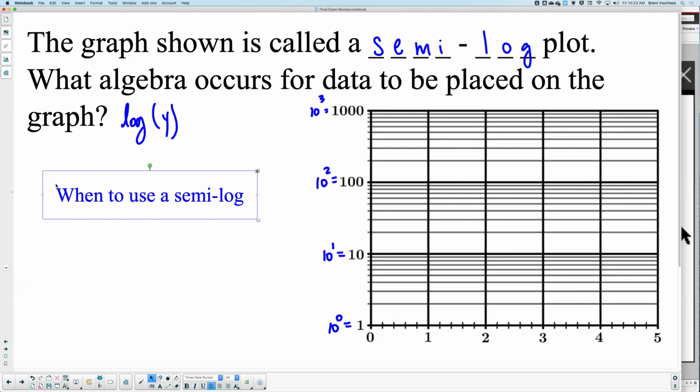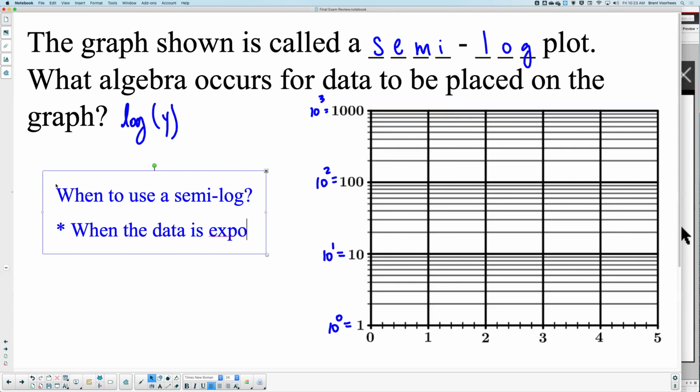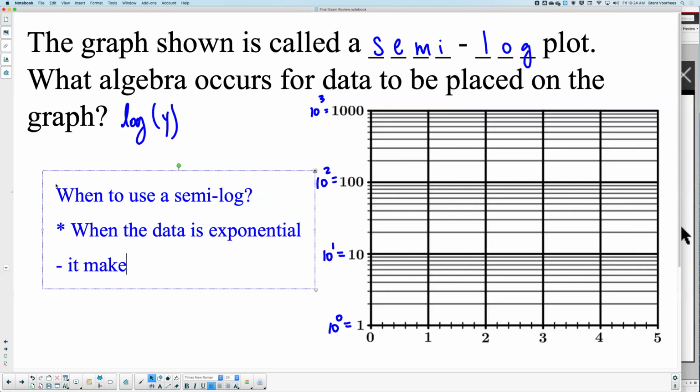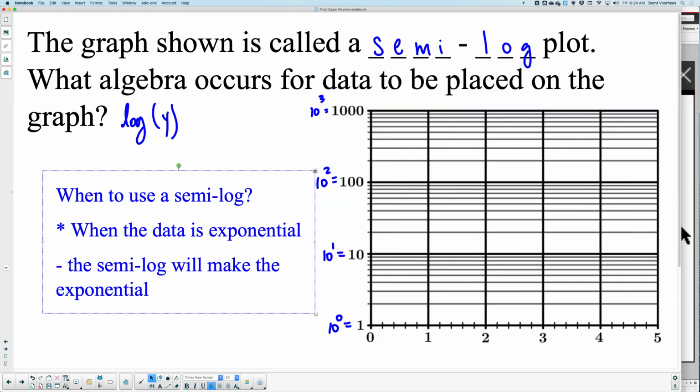When do I do a semi-log? This is the question for you. When do I use a semi-log? Do y'all remember? It's when the data is exponential. You do a semi-log when the data is exponential. What will it make? How about this? The semi-log will make the exponential appear linear.